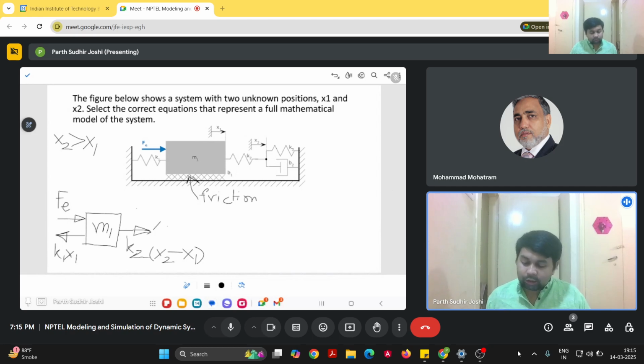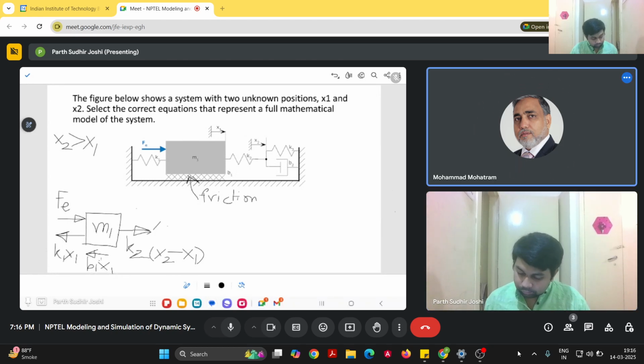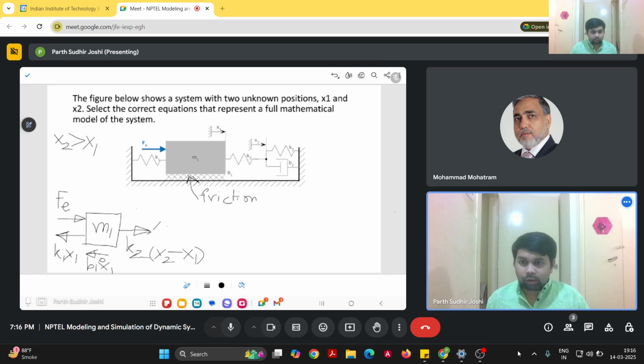And then there is another force acting on this mass which is the friction force. Let us assume that this is the viscous friction coefficient. We will assume that it is proportional to the velocity of that mass, which is x1 dot. So b1 x1 dot.